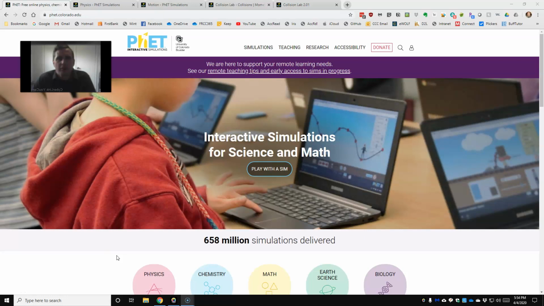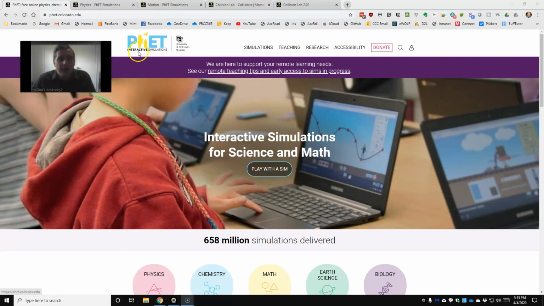I'd like to talk through some intuition about collisions as it relates to linear momentum. This is for a Chapter 9 Physics 1 calculus-based class, and I would like to start off with these simulations.